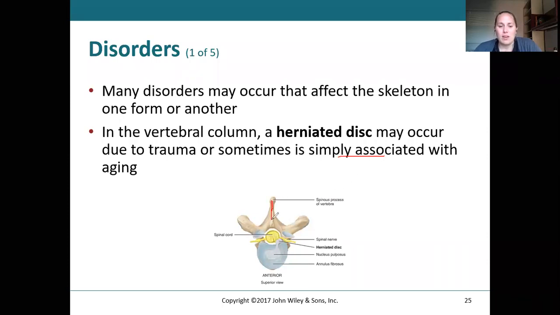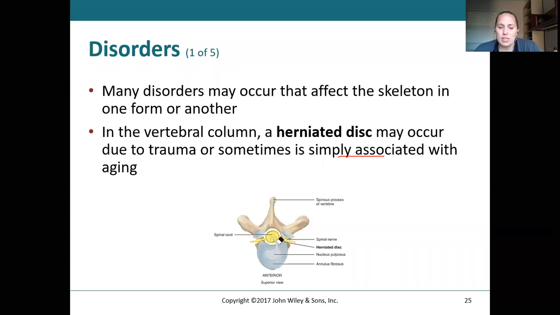So here you have that spinous process. You've got the spinal cord that's passing through, spinal nerves that are extending on either side, and then here you have your anterior view and your herniated disc. If you look at this particular view, this nucleus pulposus is extending out, and it's putting pressure on the spinal cord, and this results in excruciating back pain.